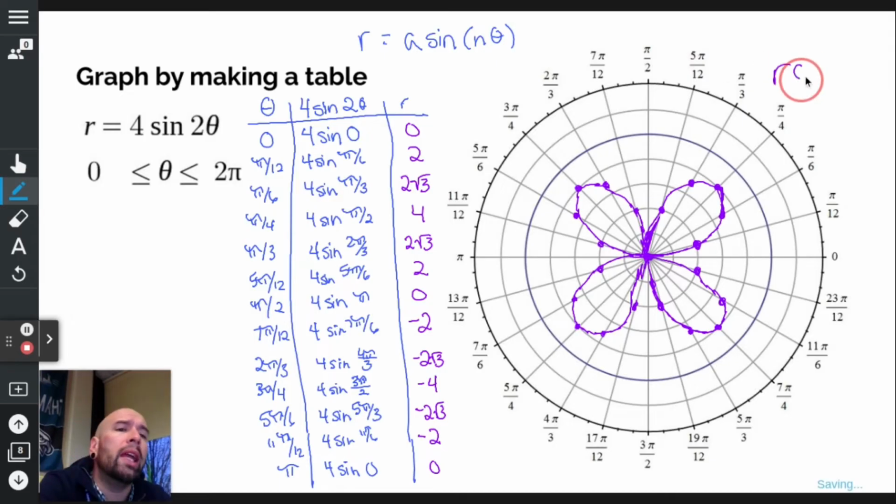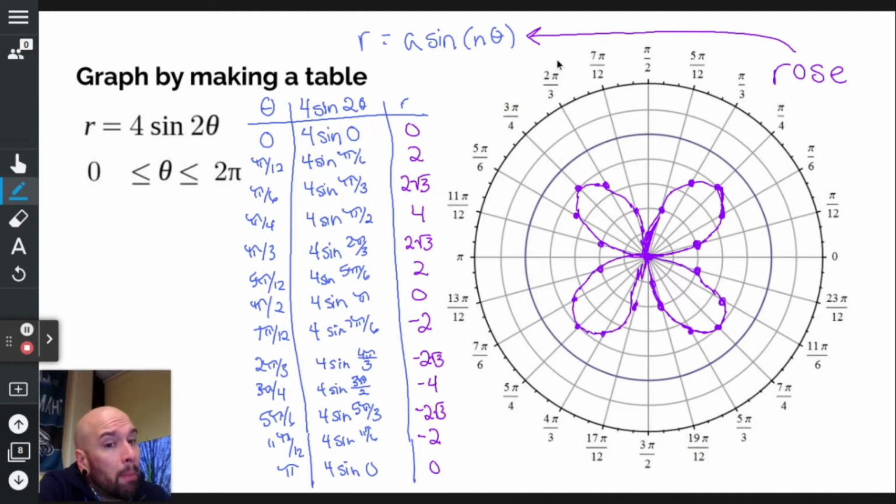But what we created here was a rose. And a rose is something that looks like this form. Now, here's something that you can memorize for when you have to deal with this stuff without having to draw it out. Like for example, if I see this, I now know what this looks like, and I know what all of the other A sine n thetas look like. They're going to look like flowers.